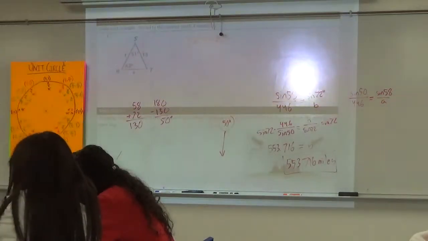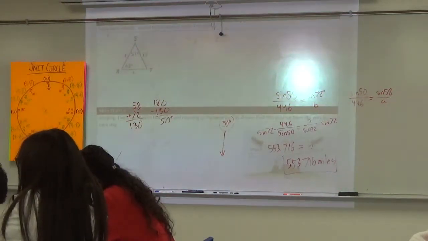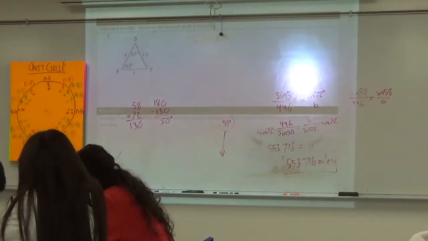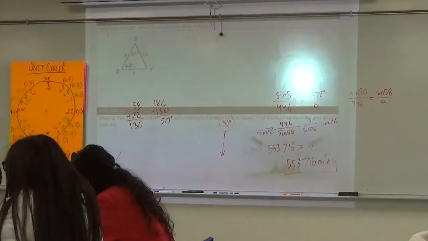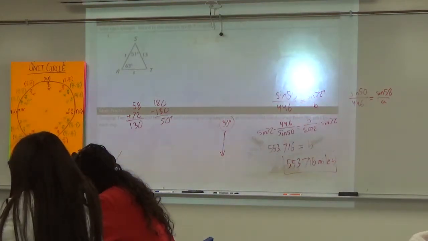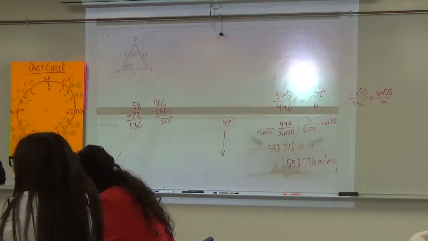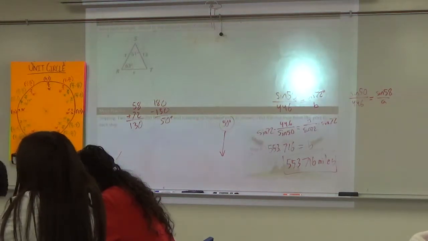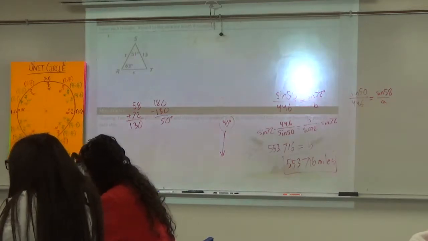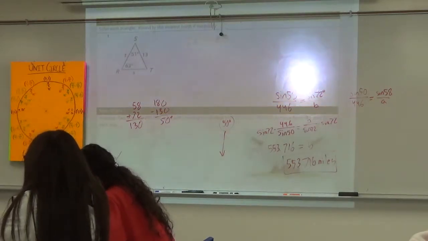Let me see what we're doing over here. Good, finding the missing angle. A triangle has a total of how many degrees? Good, so we're gonna add these up and then subtract from 180 to see what's left. Okay.